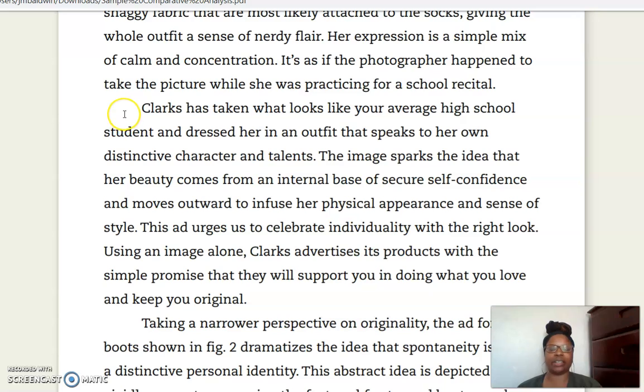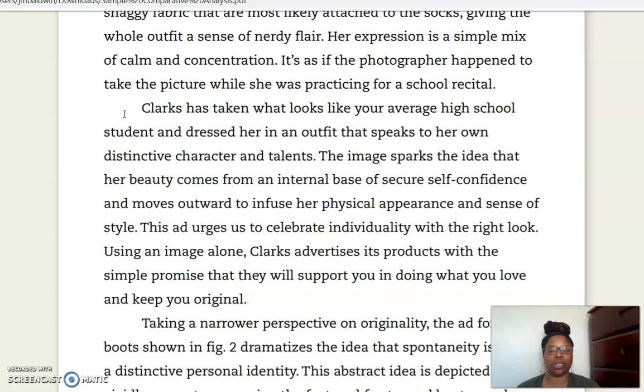So I will read here. She says, Clarks has taken what looks like your average high school student and dressed her in an outfit that speaks to her own distinctive characters and talents. The image sparks the idea that her beauty comes from an internal base of secure self-confidence and moves outward to infuse her physical appearance and sense of style. The ad urges us, consumers, to celebrate individuality with the right look.